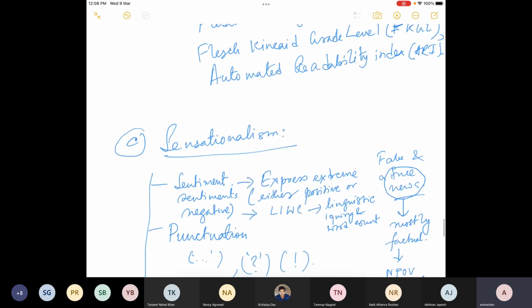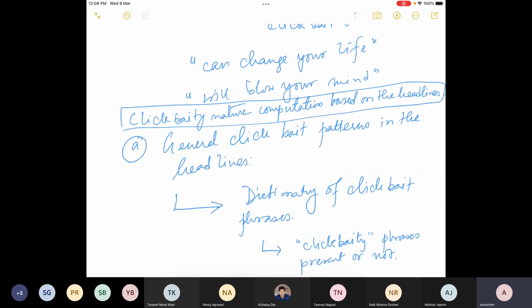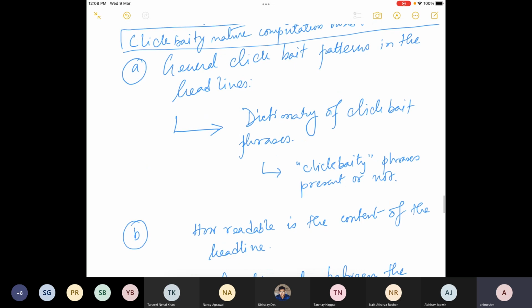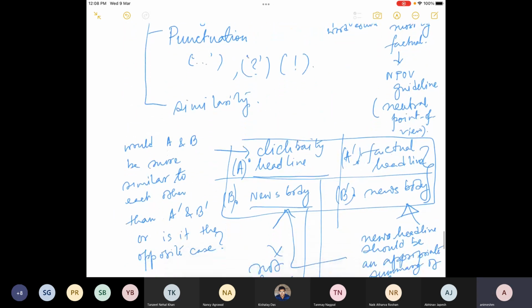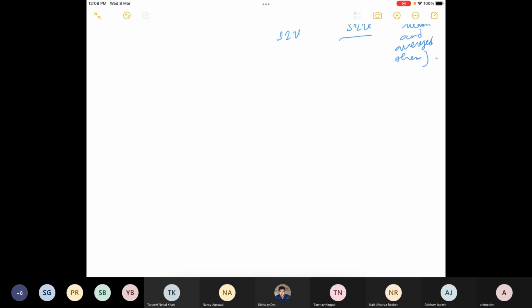So now within the headline, we looked into quite a few clickbaity features, like, for instance, the sensationalism, the readability, the general patterns that are present in a clickbaity title or a clickbaity headline. Okay, so these were some of the things that we already looked into. Now, the next part is, continuing after sensationalism, the last part is newsworthiness.